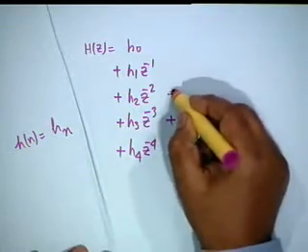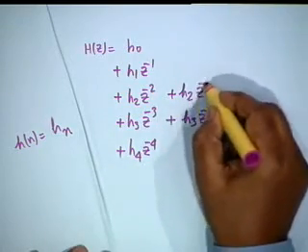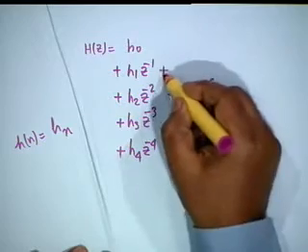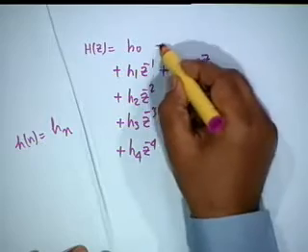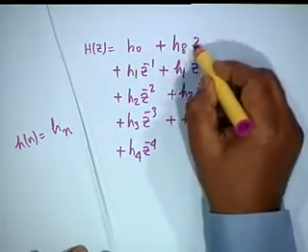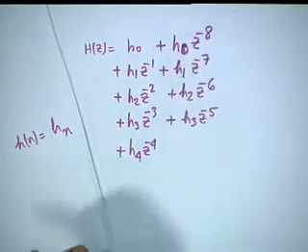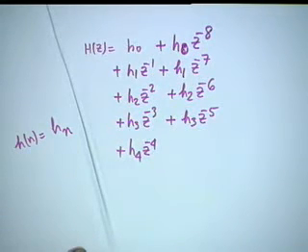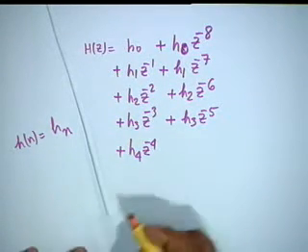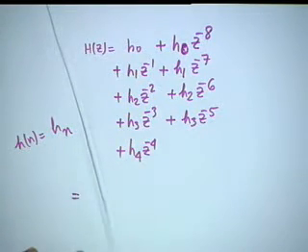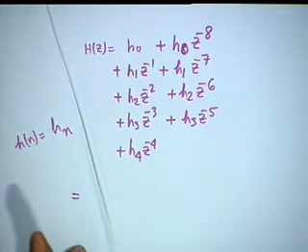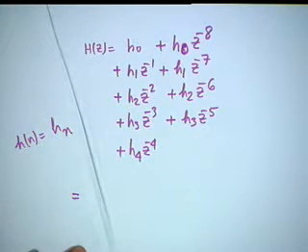h6 is the same as h2, so I write here h2 z to the minus 6. h7 is the same as h1, so I write h1 z to the minus 7, and h8 is the same as h0, so I write h0 z to the minus 8. This is the transfer function, and if I write this by combining terms, you see there are only 4 multipliers. Because of symmetry, 8 multipliers have been reduced to 4.